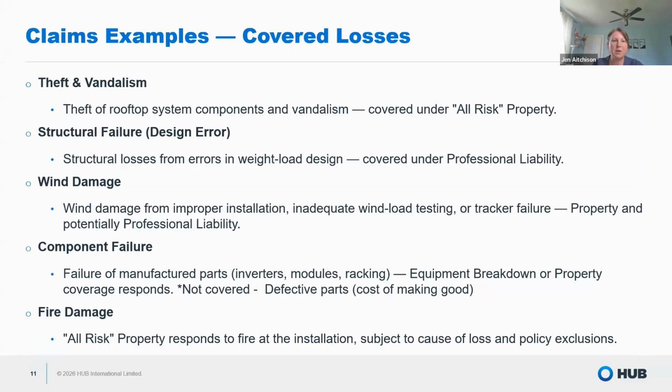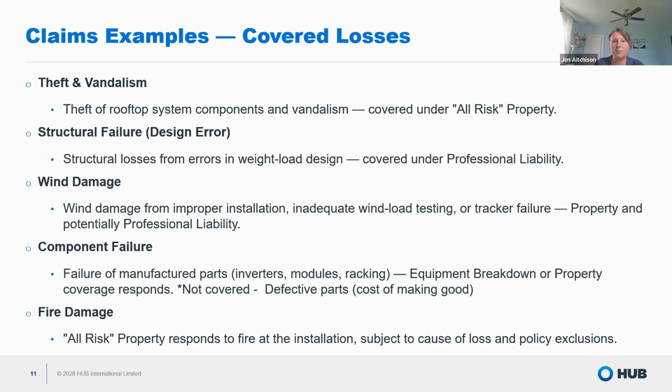Claims examples. These are just a handful of some of the claims that we've seen, although I can say that the list is longer than my arm. Theft and vandalism is certainly something that we've seen, especially in rural and remote locations. We've seen theft of rooftop system components and vandalism. This would be typically covered under an all-risk property policy or builder's risk policy if it's still in the course of construction. Structural failure or design error is typically covered under professional liability.